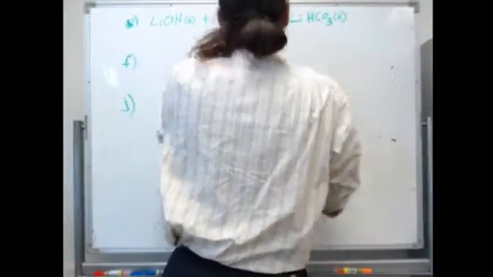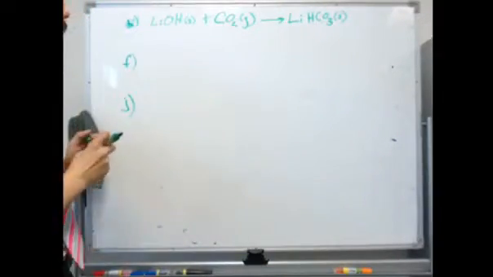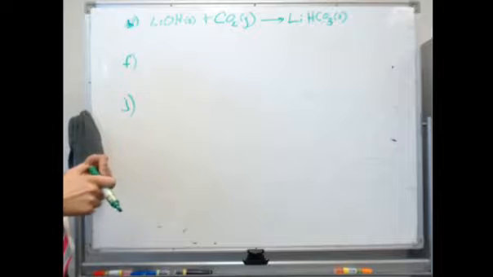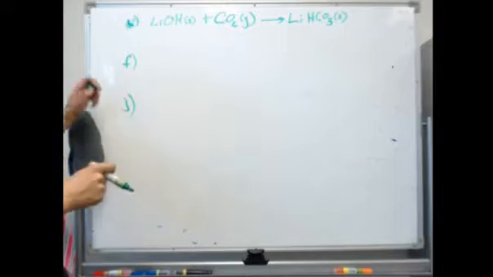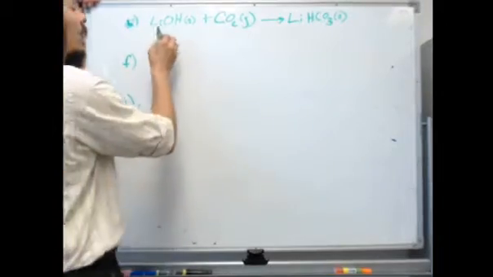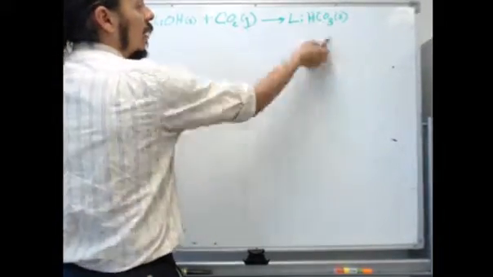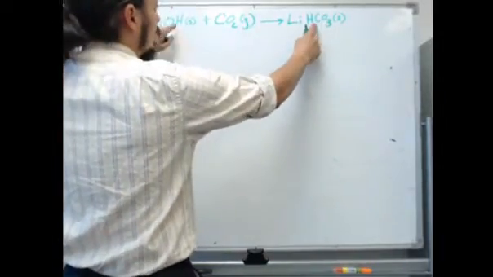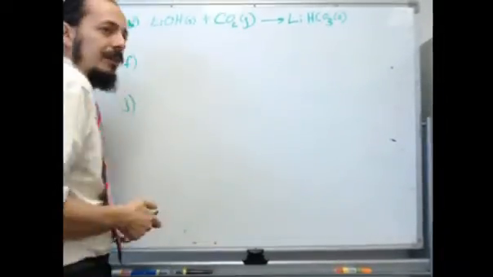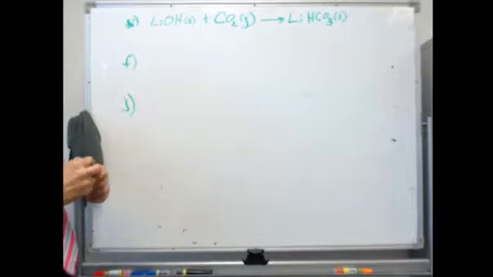Is that all we have to do? Then we have to balance the reaction. Oh, this one's already balanced. 1 lithium, 1 lithium; 3 oxygens, 3 oxygens; 1 carbon, 1 carbon; 1 hydrogen, 1 hydrogen. So this is balanced.